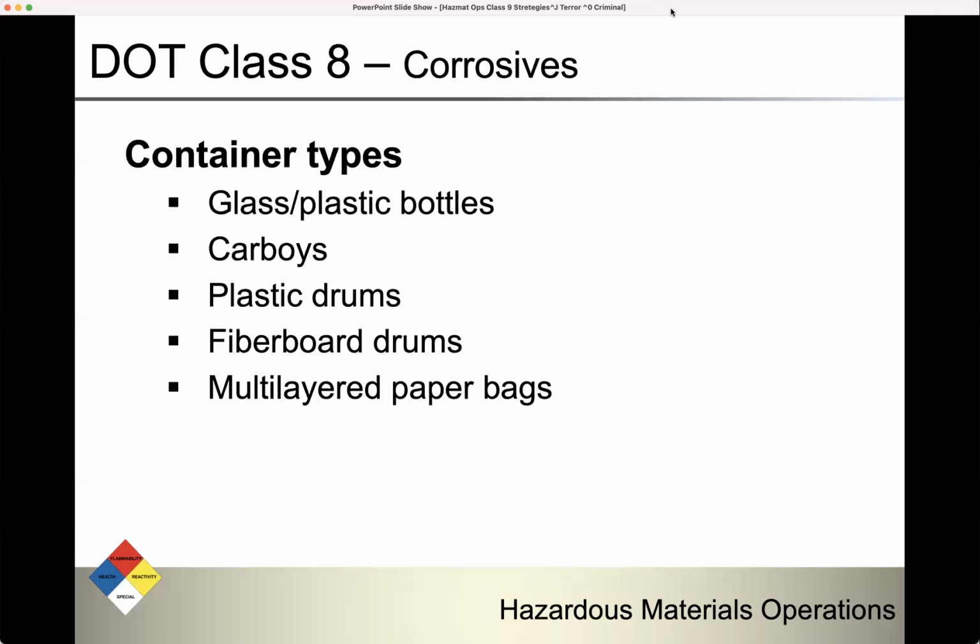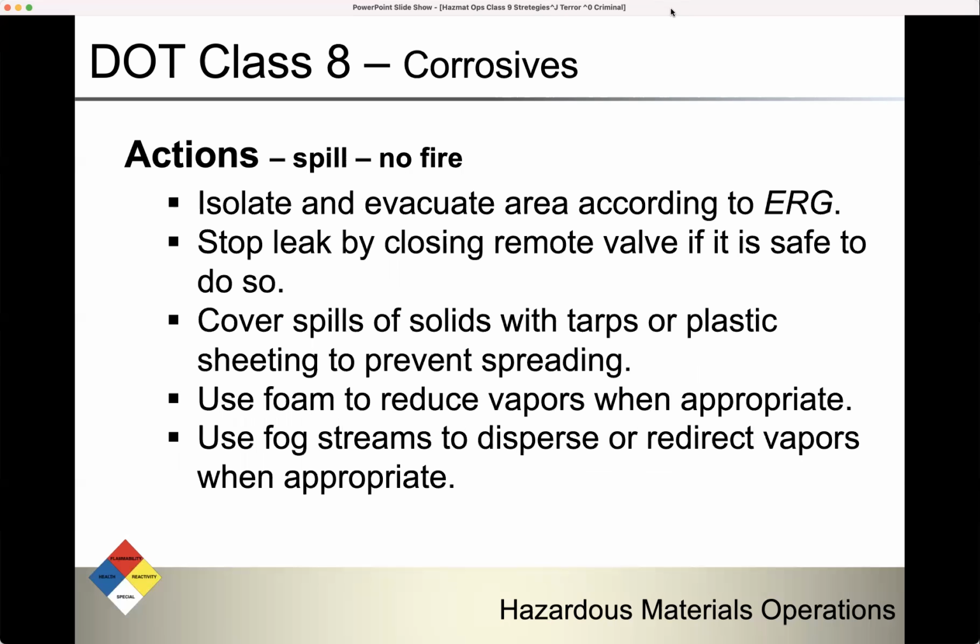Class 8, corrosives. These are going to be found in glass or plastic bottles. Also carboys, either glass or plastic. Plastic drums, fiberboard drums, and multi-layered paper bags. No fire with a corrosive spill. Start with the ERG. Close that remote valve. Cover the spills of solids with tarps or plastic sheeting. Use foam to reduce vapors when appropriate. Use fog streams to disperse or redirect vapors when appropriate.